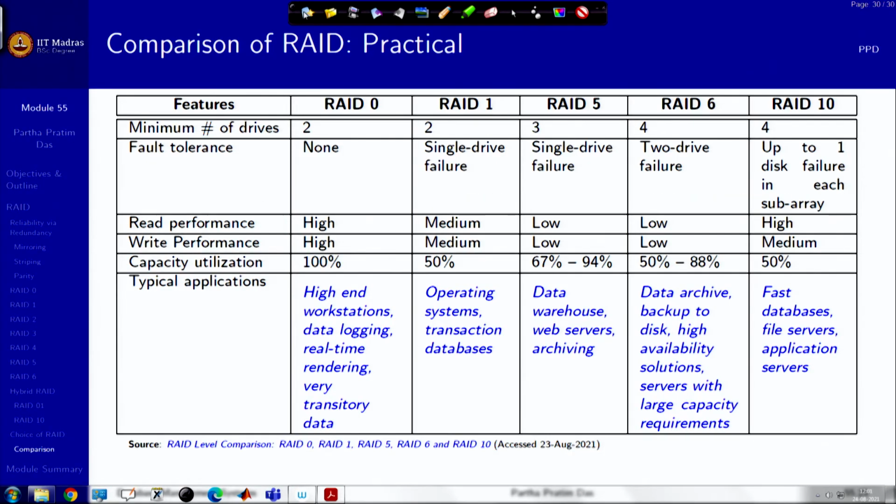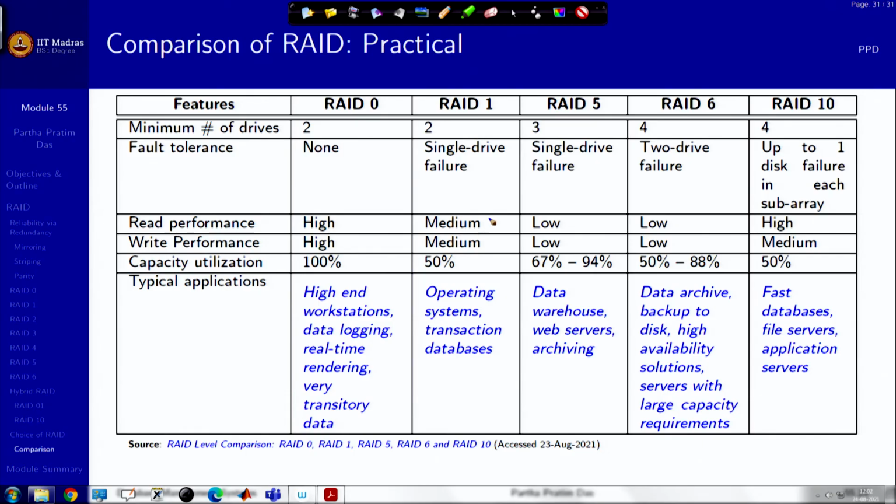Based on that, what you should focus on is this last row, where we talk about what kind of application will use this. RAID 0, what are the characteristics? No fault tolerance. Read performance is high, write performance is high, capacity utilization is 100%. So, you have higher end workstations, data loggers, real time rendering, but very transitory data. You are not so concerned about persistence, but your performance has to be the highest. You will use RAID 0.